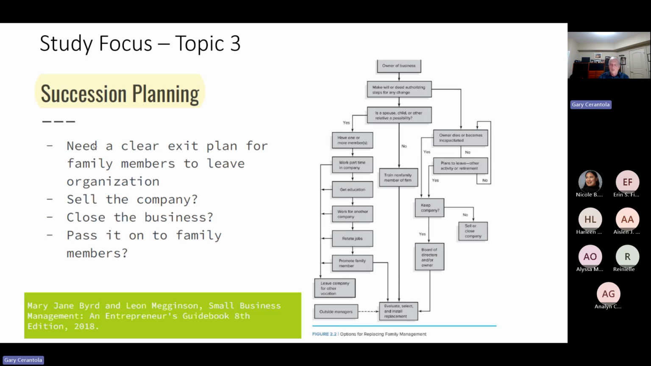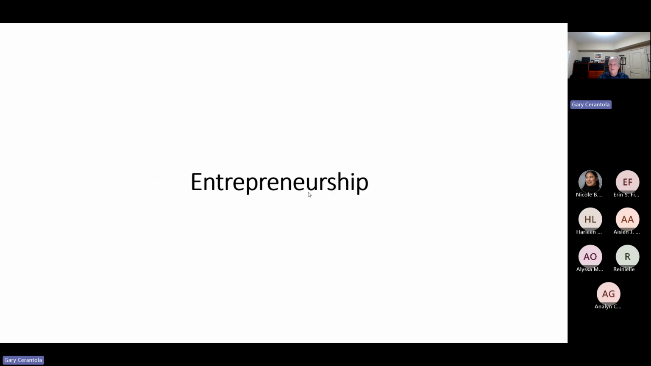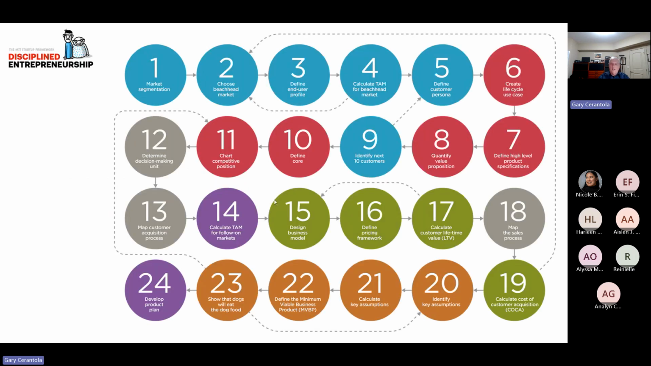Okay, so you need a clear exit plan. Are you going to sell the company or close the business or pass it on? And how do you do that? Okay, so now we're talking about entrepreneurship. This is just a discipline on the route on what you can take. Won't be a test question. I got that in there just for information.